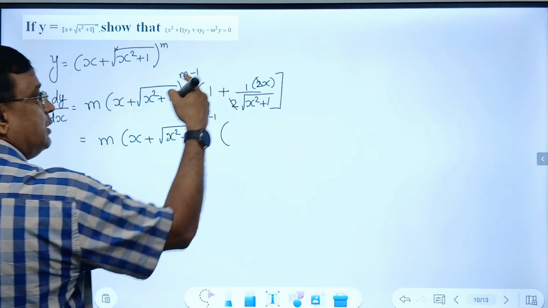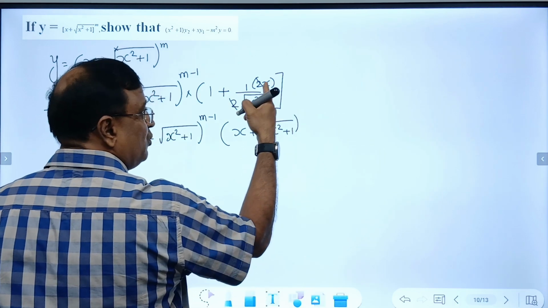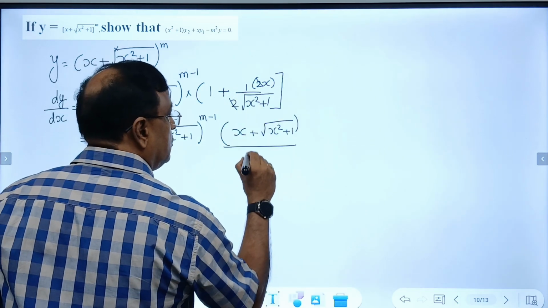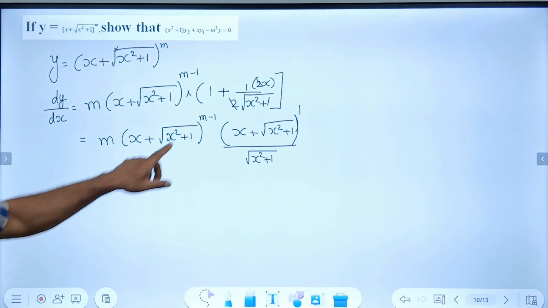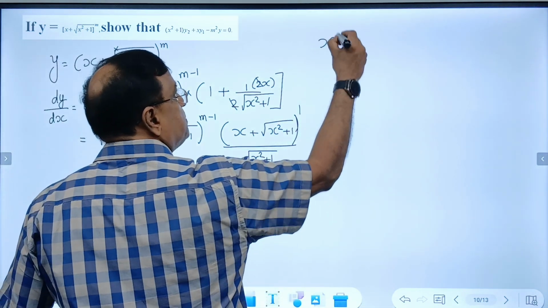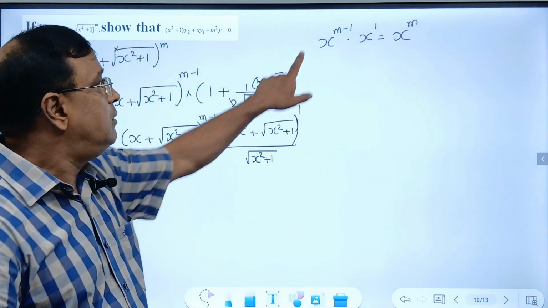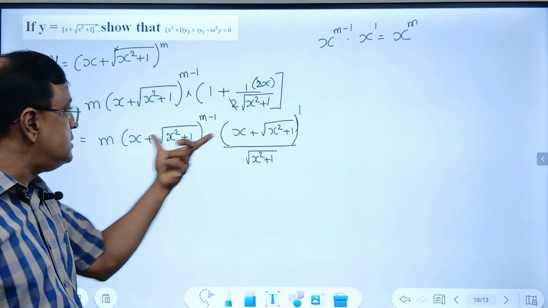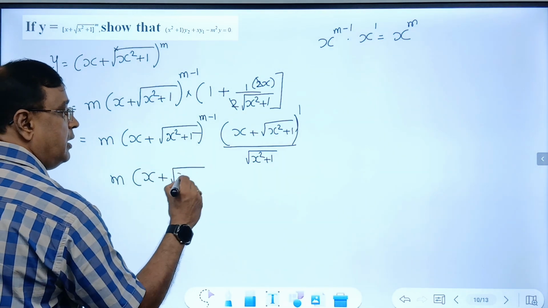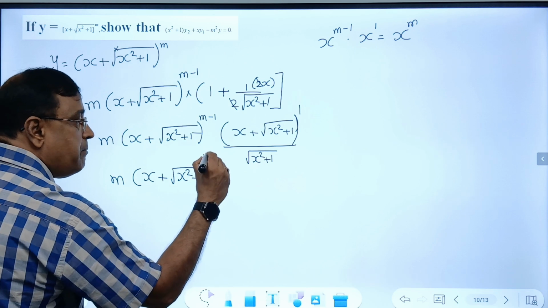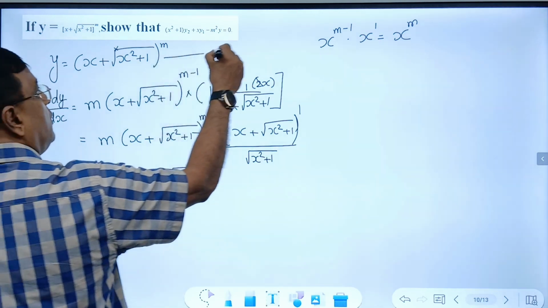Now take LCM. If you take LCM, I get x plus root of x square plus 1, correct? I wrote this first because of the plus sign by root of x square plus 1. This is power 1. Now you know x power m minus 1 into x power 1 is x power m, correct? When the powers get added, the base is the same, so powers will get added. So what are you left with? m into x plus root of x square plus 1 whole power m divided by root of x square plus 1. Now I call this as 1.